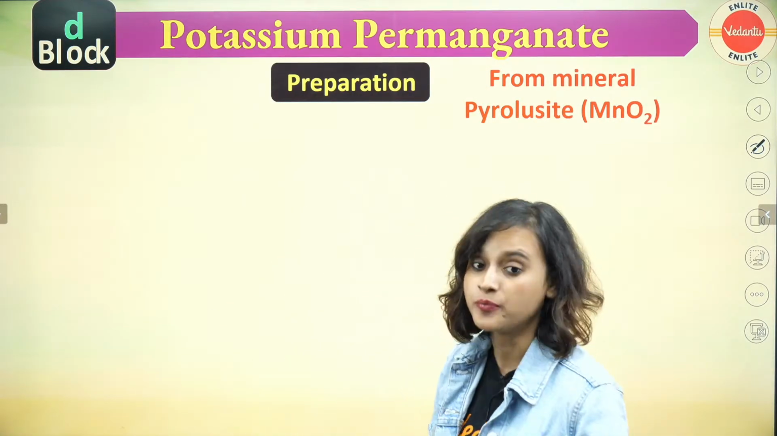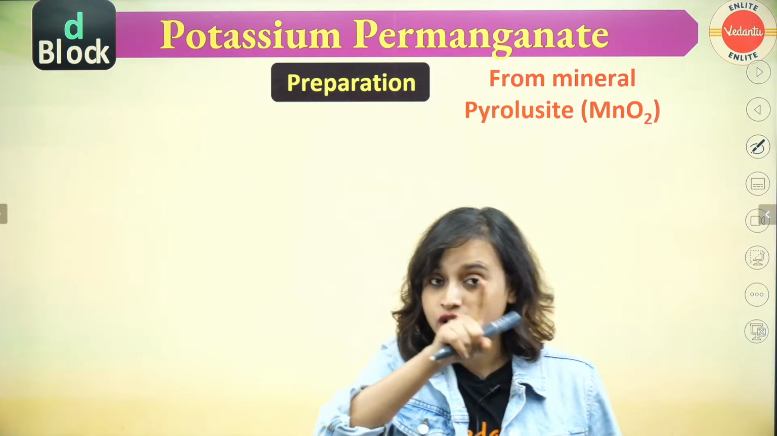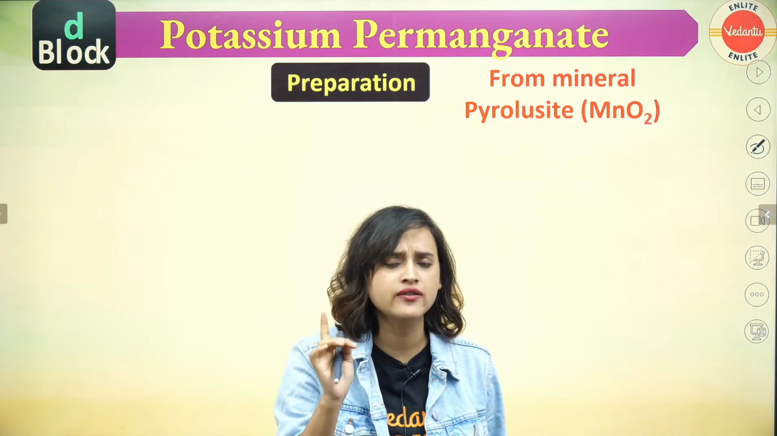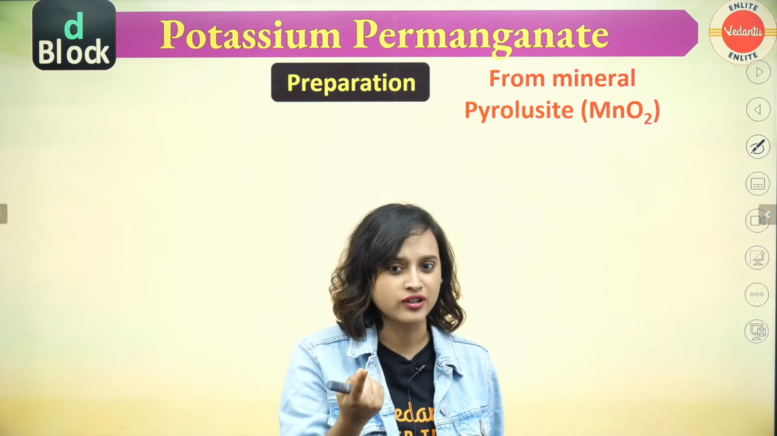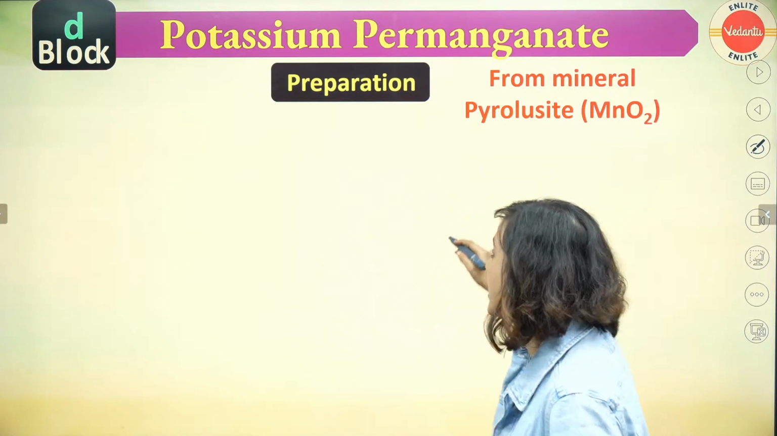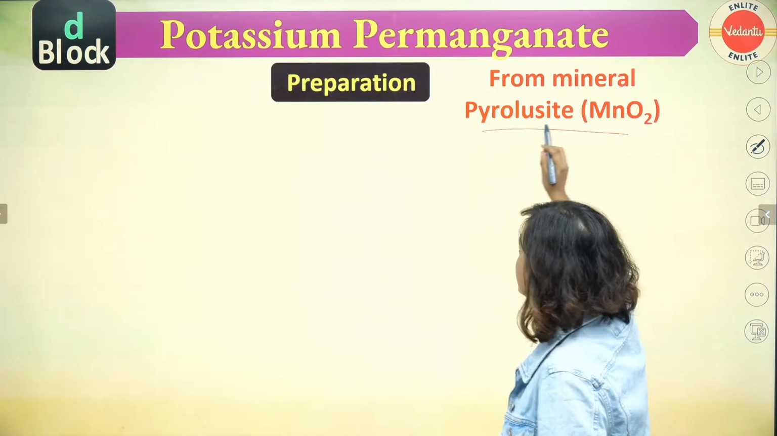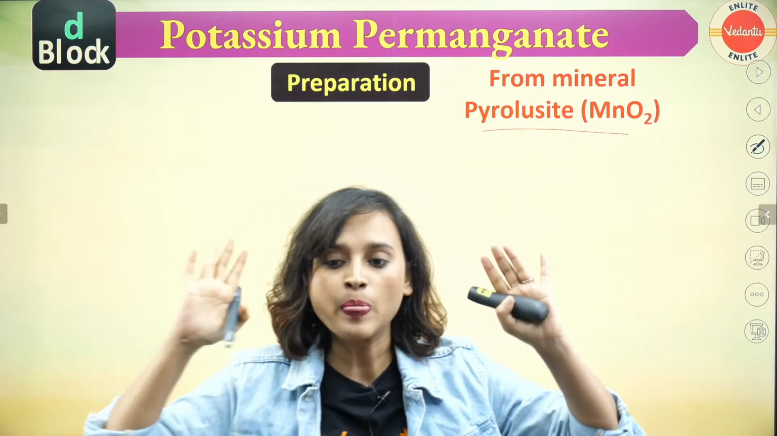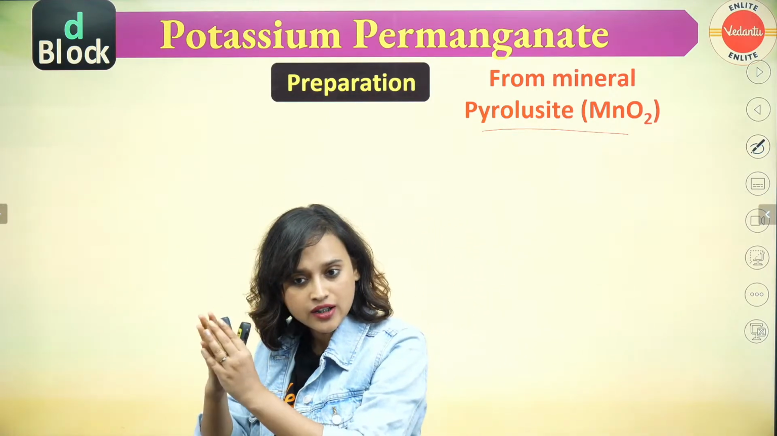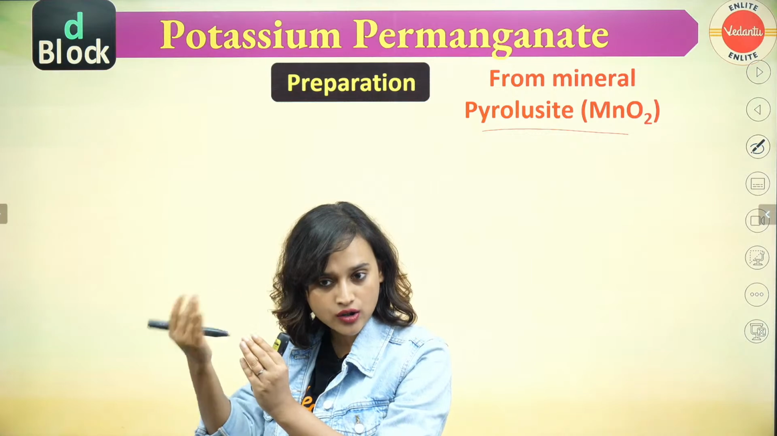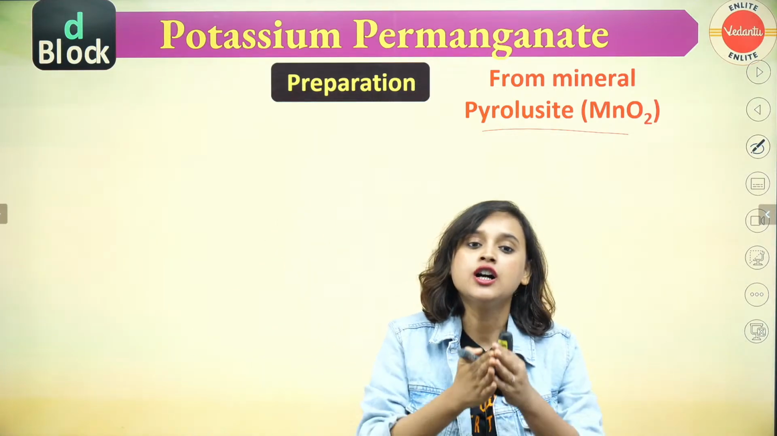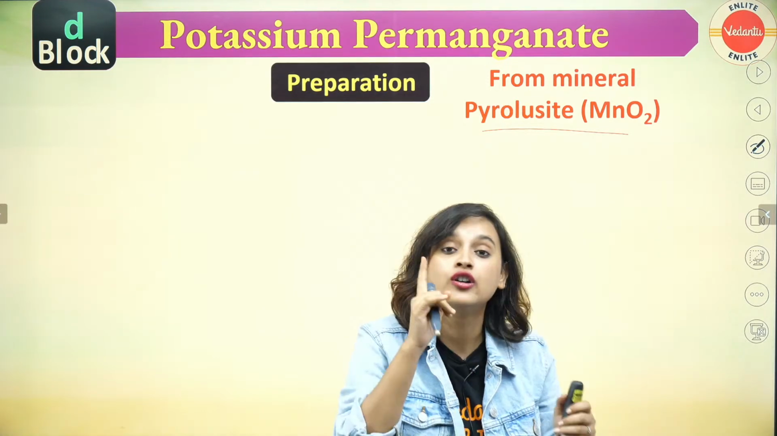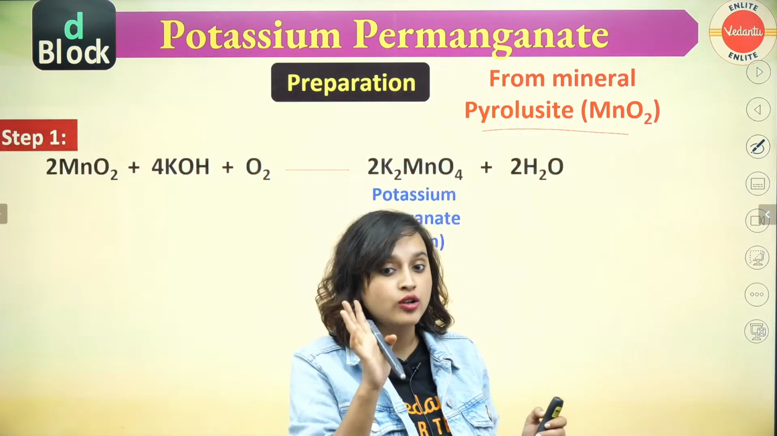So now see, in the previous one, in potassium dichromate, what ore did we take, everyone? Chromate ore. But here we are going to take pyrolusite ore, okay? Remember everyone, what is the major difference? For potassium permanganate, we take pyrolusite ore, and for potassium dichromate, we take chromate ore. Yes, do remember it.